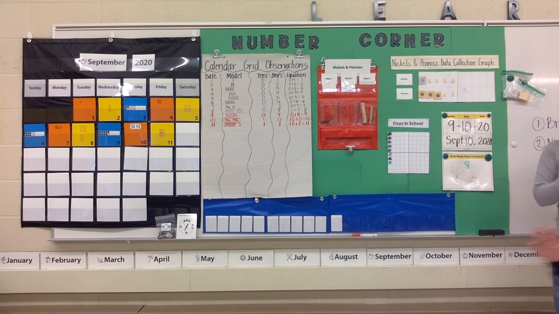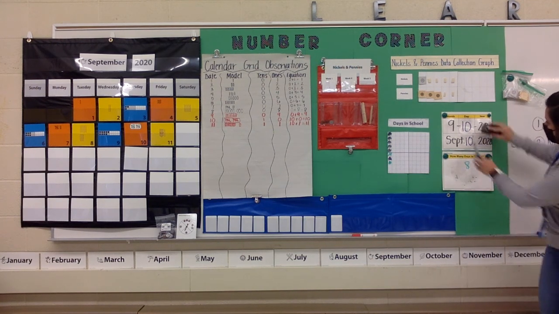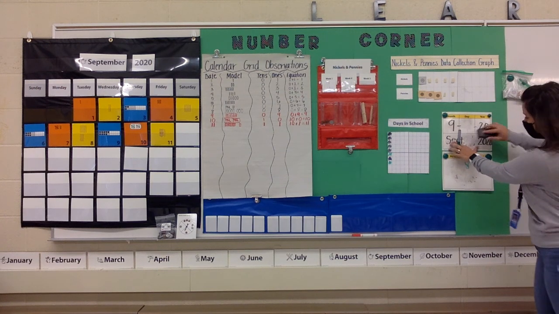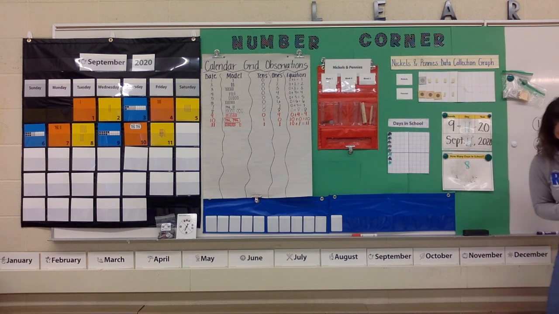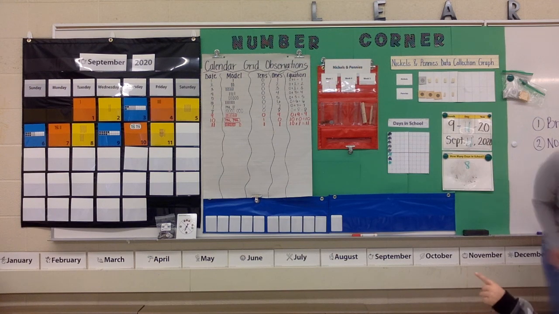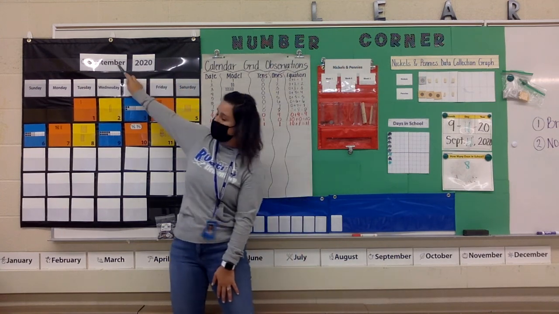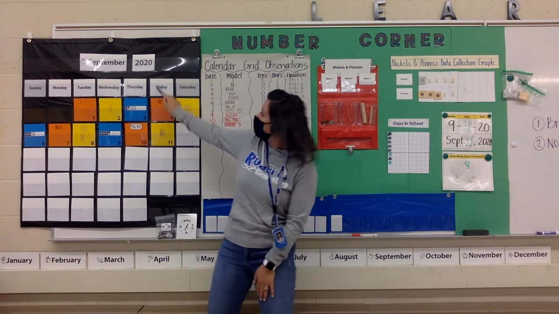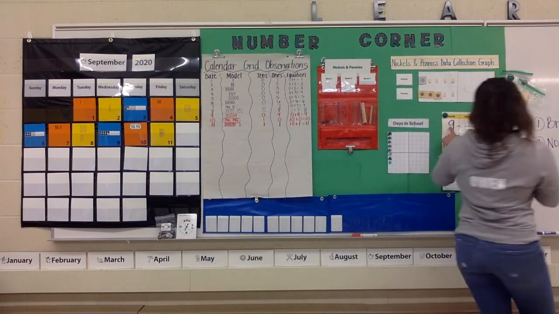What about our date? Who can help me with that? Something different today. 9-11-20. How'd you know that? Good job. What helps you know that? Where could you look if you don't know? Somewhere on our number corner. Where does it show our date? Let's go back here. Do it with me. Today is Friday, September 11th, 2020, Aria. 2020. So we leave our month and our year.